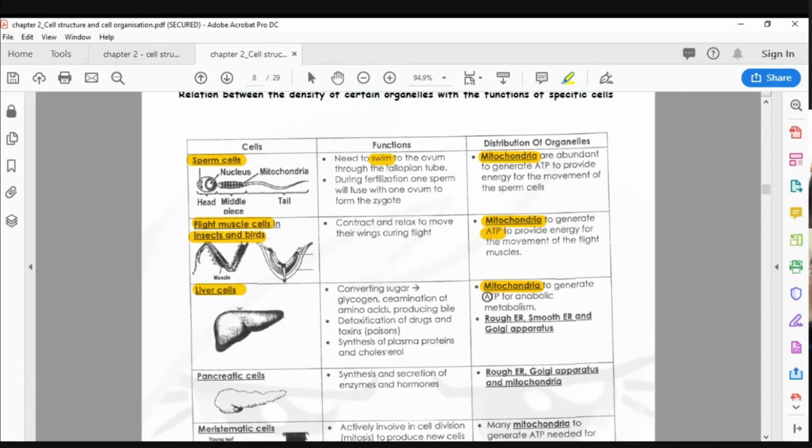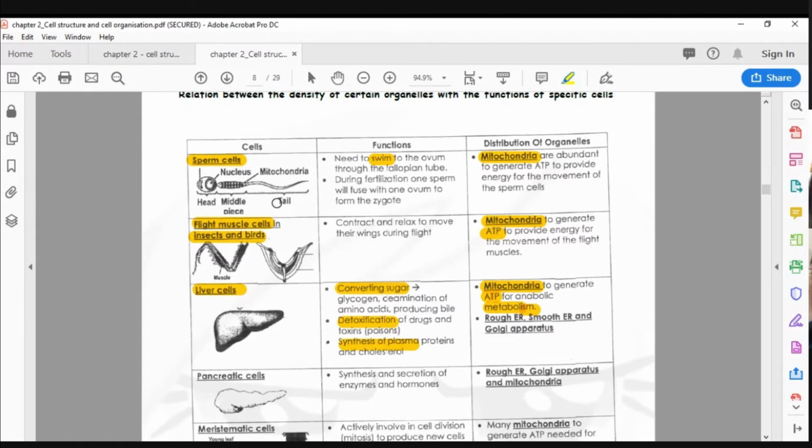What about liver cells? Liver cells also need energy. Why? Because they run a lot of metabolism. That's why liver cells need a lot of energy. See, a lot of things going on in liver cells. They need to convert sugar, detoxify drugs, and synthesize plasma protein. So they need a lot of energy.